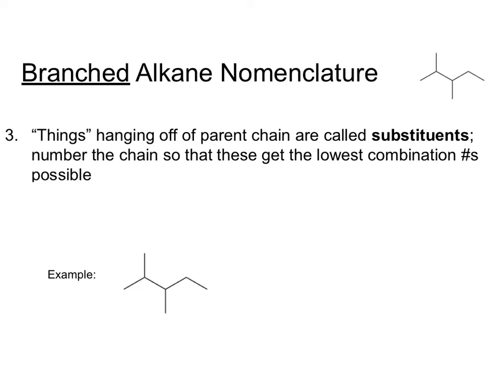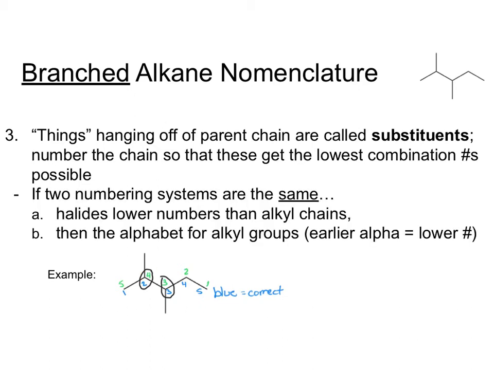Okay, so for example, if I look at this chain down here, on the last slide, you saw me number it this way. But it's also just as feasible for me to number it starting on the right. And so the question is, which gives me the lowest possible combination of substituent numbers? So here are the numbers for one substituent, and here are the numbers for the other. So this clearly shows us that the blue would be the correct numbering because the substituents get a combined number of 2 and 3 as opposed to 3 and 4 for the green numbering system. If 2 numbering systems come out the same, then you're going to start looking at priorities of substituents. So this is only if the 2 numbering systems are the same.